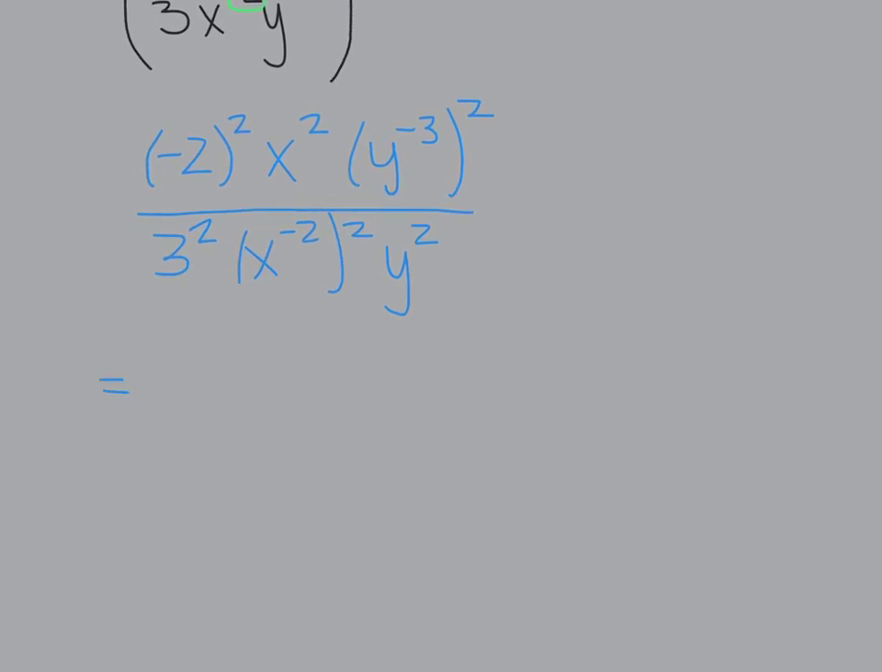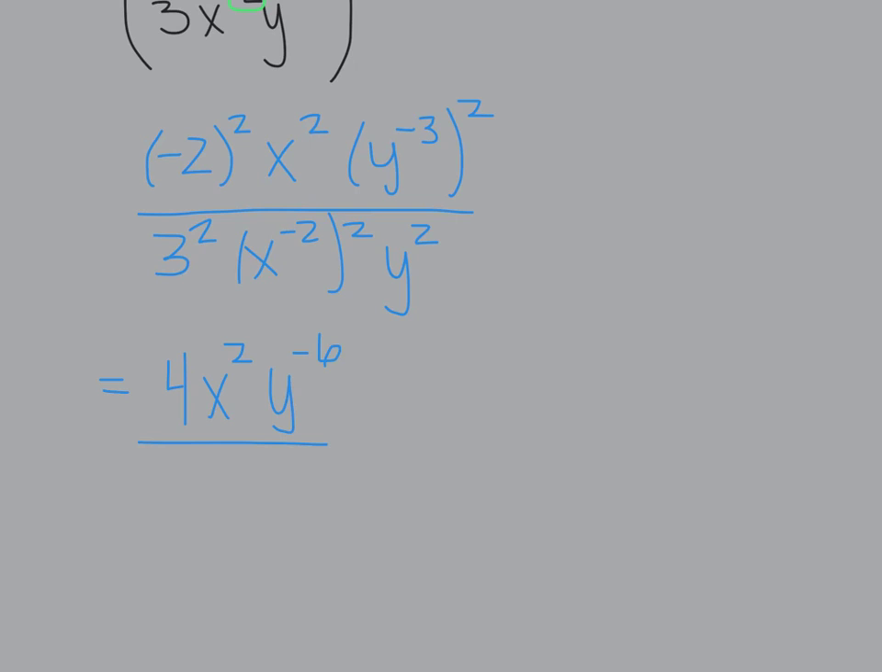Let's look at the numerator and do the simplifying that we can there. So we have negative 2 squared. If we square negative 2, we get a positive 4. And then x squared just stays x squared. And y to the negative 3 squared, we're going to multiply 2 and negative 3, so it becomes y to the negative 6. Now let's look at the denominator.